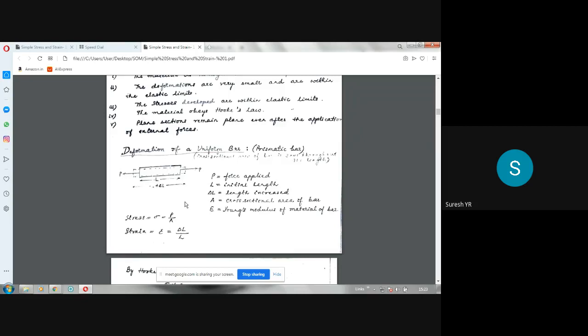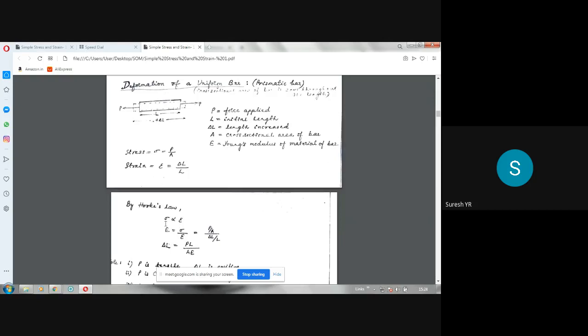Now, very simple derivation. Within 2 steps, you will get the answer. So, we are going to get an expression for delta L here. From the definition of stress, stress is sigma, that is equal to P by A. So, force divided by area gives the stress. Strain is epsilon, which is nothing but change in length divided by initial length, delta L by L. Now, according to Hooke's law, we know that sigma is directly proportional to epsilon.